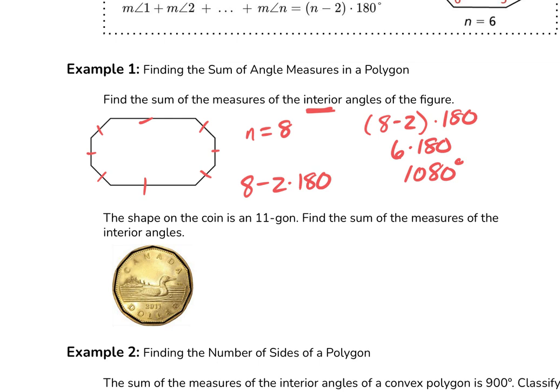So the more sides that I have, the bigger the number is going to keep getting. It just keeps adding more angles, more sides. And so the number is just going to continue to get larger and larger as I add more sides.